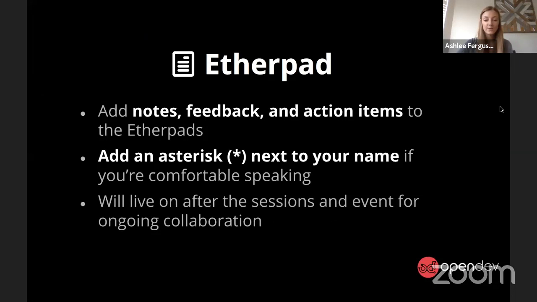And then an open source tool that we'll be using throughout the duration of this event is called an Etherpad. We'll have one Etherpad for each session, and that'll be the spot where we take notes, gather feedback, and record action items so it lives on into the future. That Etherpad will also have a spot to put your name and email address if you're comfortable being contacted after the event, and then please add an asterisk next to your name if you're comfortable speaking. That way our moderators know that they can look for you and make sure you have the opportunity.